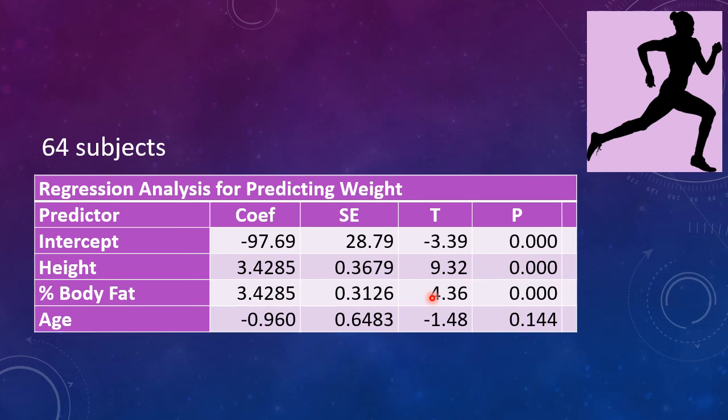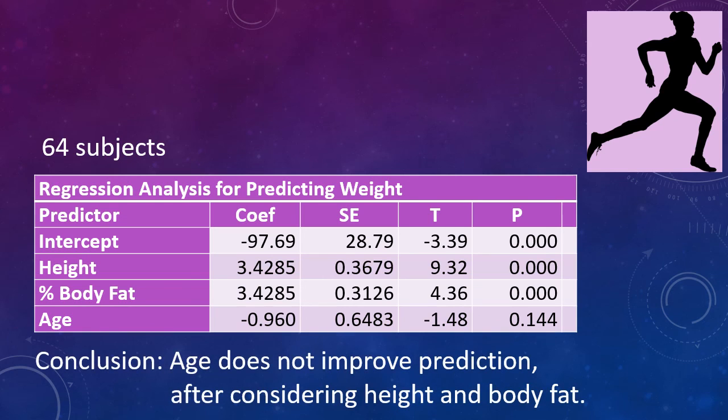But can we really make this claim? It's possible that there's really no relationship between age and weight, after considering height and body fat. Let's look at the results of the statistical test. The software has calculated for us the test statistic, negative 1.48, as well as the p-value, which is 0.144. This p-value is greater than 0.05, so if there really is no relationship between age and weight, after considering the contributions of height and body fat, it would not at all be surprising to see a regression coefficient of negative 0.96 or larger. So, we conclude that age does not improve our prediction of weight once we've already considered height and body fat.